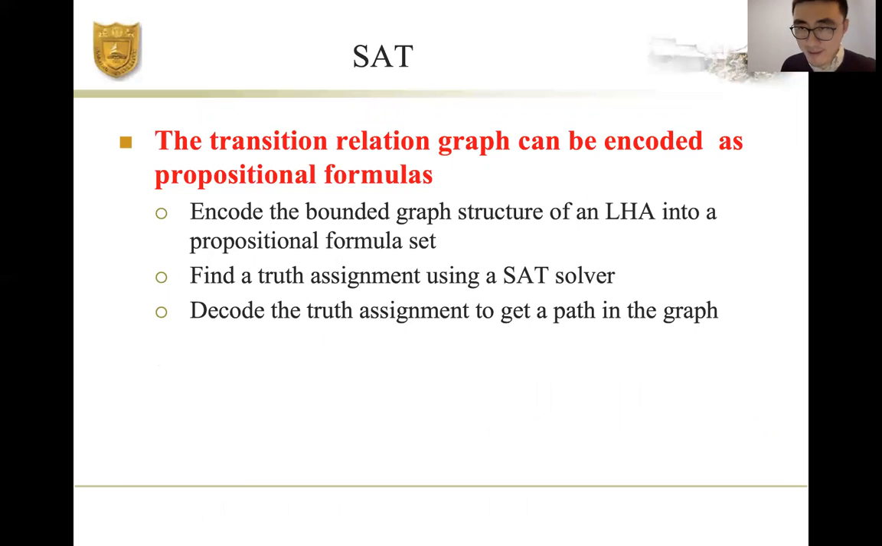Here we use SAT instead of DFS to enumerate the graph structure. How do we do it? Actually, the transition relation graph of the linear hybrid automaton can be encoded as propositional formulas. What we do is encode the bounded graph structure of the LHA into a propositional formula set. Then we find the truth assignment using a SAT solver. Then we decode the truth assignment to get a path in the graph.